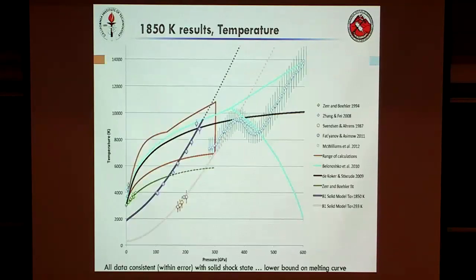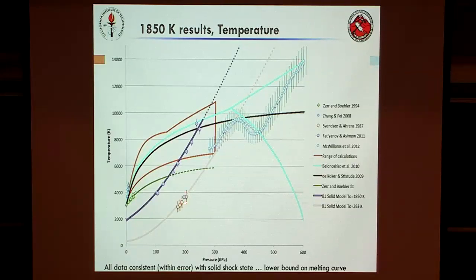All right, so here's an updated phase diagram of magnesium oxide. In black is one of the simulations, my favorite right now, by Deckoker and Stixrude, of the melting curve of magnesium oxide. In cyan is a different phase diagram with a slightly higher melting curve and a phase transition, and the melting curve of the high pressure phase.